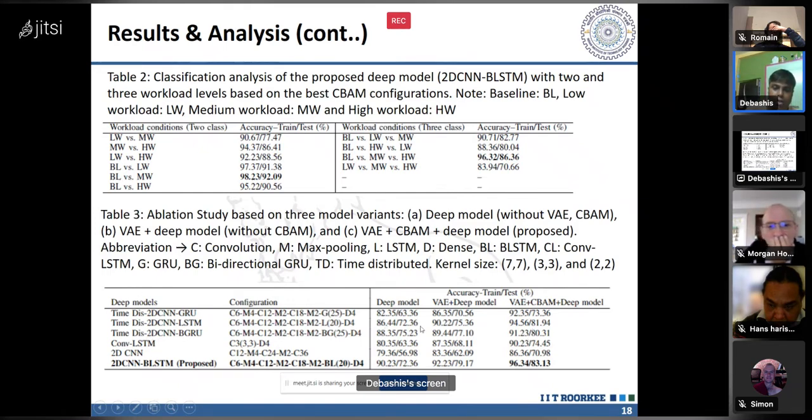This table actually combines two experimental analyses. One is the ablation study, and the other is the different types of deep model structure. Different deep model structure configurations: 2D CNN GRU, 2D CNN BLSTM, 2D CNN BGRU, like that.